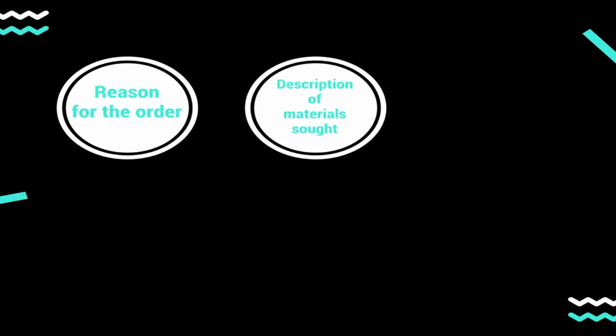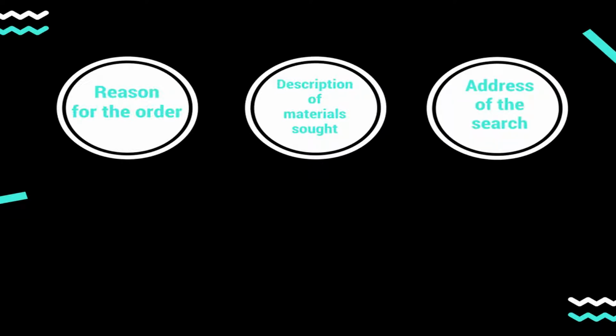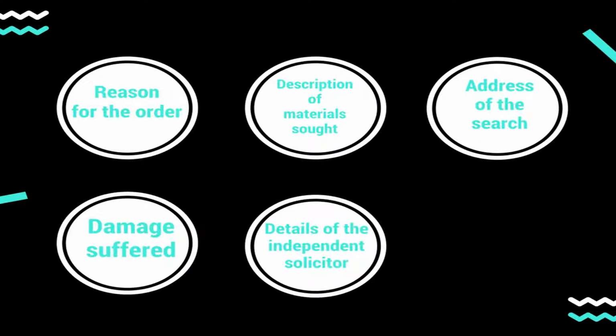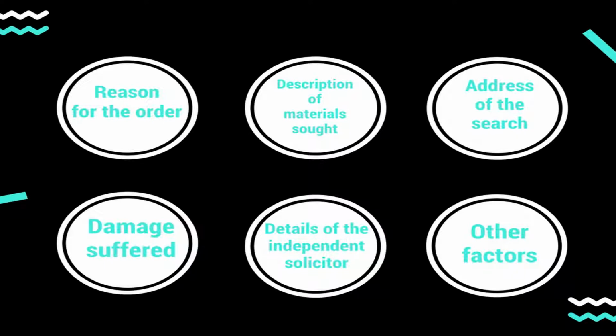The courts will not just grant an order based on the word of the plaintiff. Other evidence needs to be submitted to strengthen the case, such as reasons for the order, description of the categories of materials sought, address of the search, damage suffered by the applicant, details of the independent solicitor to be part of the search party, along with many other factors.